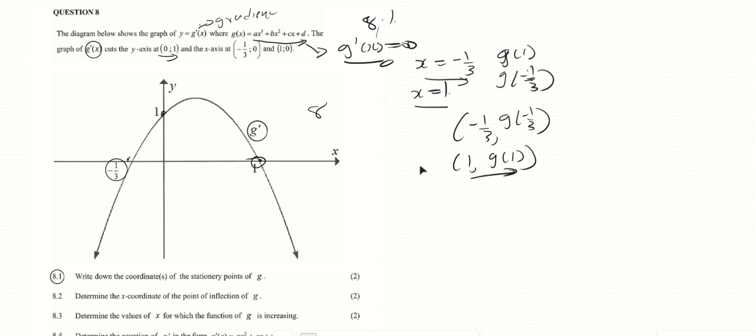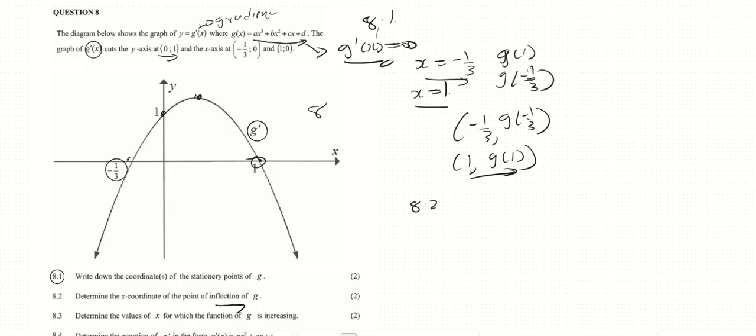Okay, now let's go to 8.2. Determine the point of inflection. What's happening at this point of inflection? The concavity changes. As I can see here, this is concave up, and the concavity changes here. This is concave down. So the concavity is changing at the midpoint of the turning points.